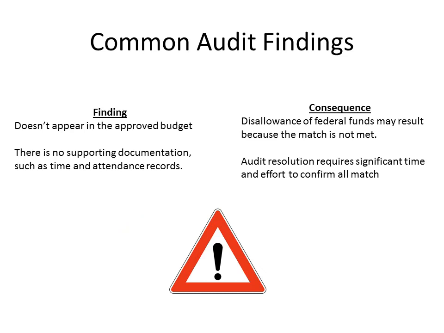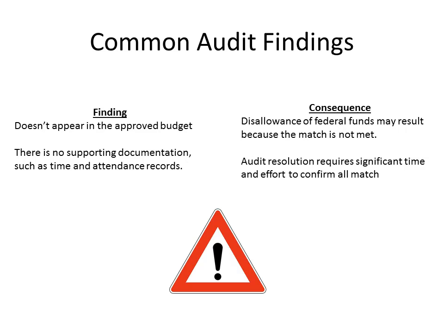In scenario 1, let's assume that auditors find that costs don't appear in the approved budget. The consequence of this would be the disallowance of federal funds because match is not met, so you don't meet that 50% threshold. So you might have the documentation, but it's not in your budget, and that's a problem. It must be in your budget.